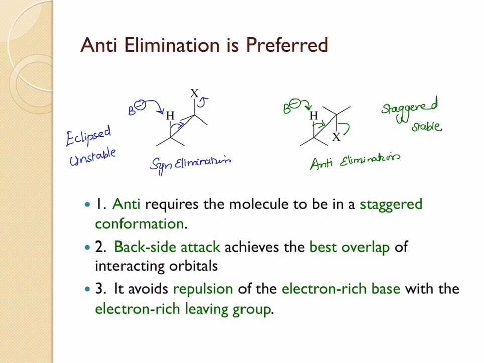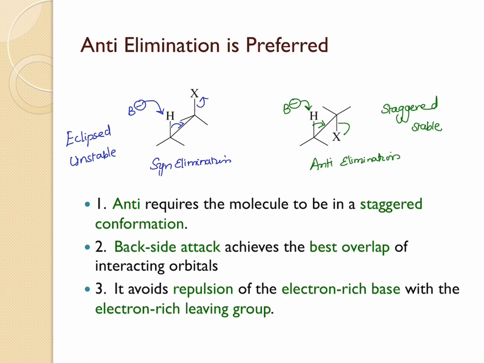Now, the third important reason here is the electron-rich base is going to come in a direction that's opposite to that of the leaving group in an anti-elimination reaction. By doing so, there is going to be minimized electron repulsion between the electron-rich base and the leaving group. Remember, when the leaving group leaves, it's going to take its electrons and leave, right? So when the base comes in a direction that's opposite to the leaving group, there is going to be minimized electron repulsion.